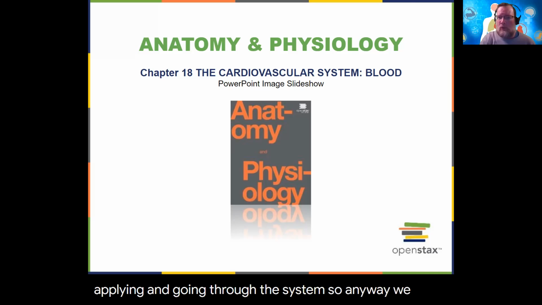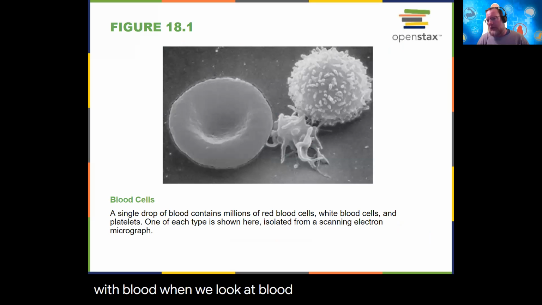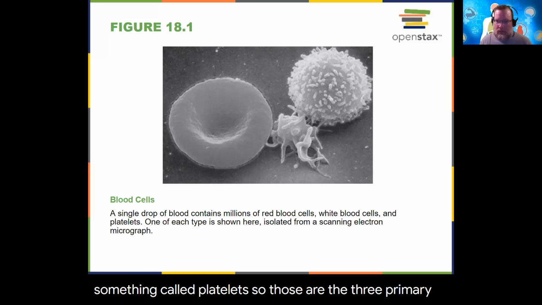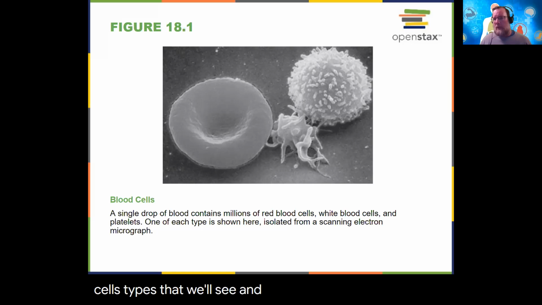So anyway, we start with blood. When we look at blood, we're going to see tons of different types of cells, primarily red blood cells. I think most of you have probably heard some of these terms. We're going to give them a little more of a sciencey spin, but we do see red blood cells, white blood cells, and something called platelets. Those are the three primary cell types that we'll see. And then all of the rest of the material on a solid level contained within blood would be other items outside of those cell types.